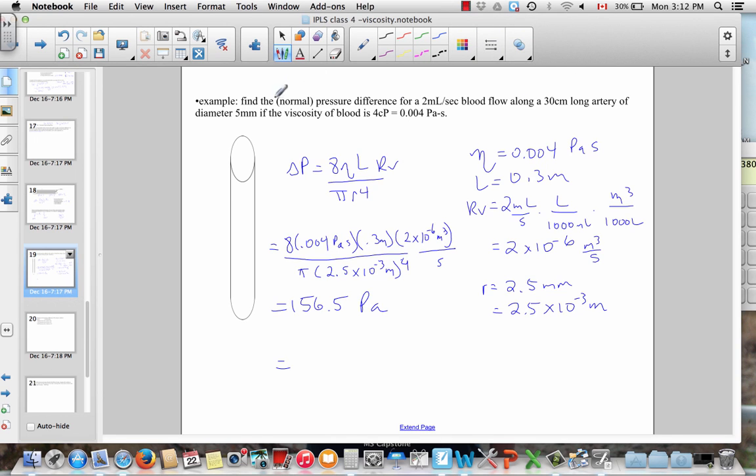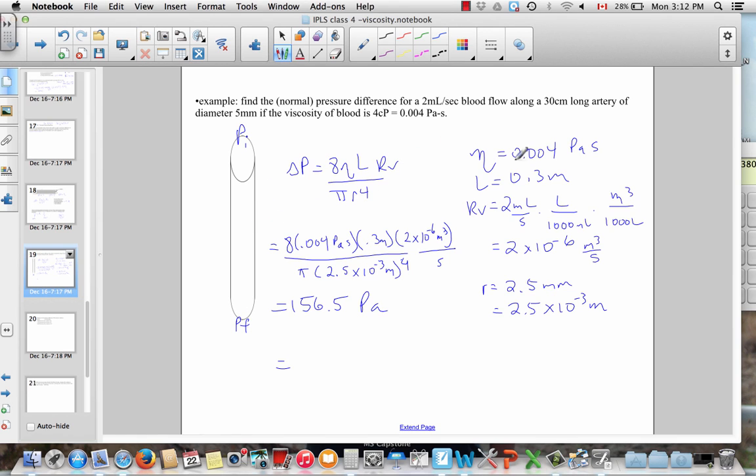It should be emphasized this is entirely normal. There's nothing wrong with this artery. It's not obstructed in any way, but this is simply saying that you have to have more pressure on this side than you do on this side. Or another way of putting it is that the blood pressure naturally decreases as you get further away from the heart because of the effects of viscous friction.